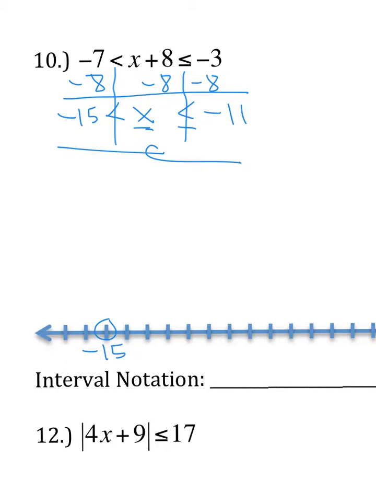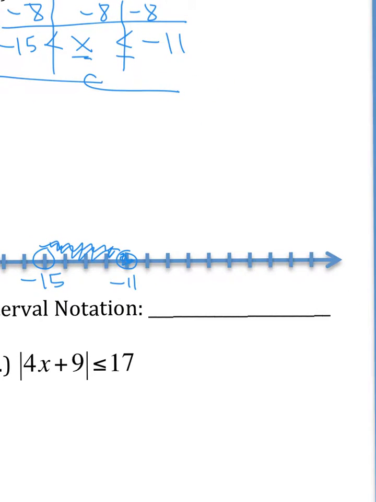Negative 14, 13, 12. Negative 11 is a key number. That one's going to be colored in though. And I want all the numbers in between because my mystery number has to be greater and less. Interval notation, my far left number is negative 15, my far right number is negative 11. Negative 15 is open circle, negative 11 closed.